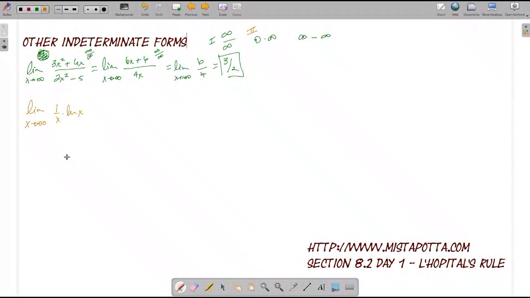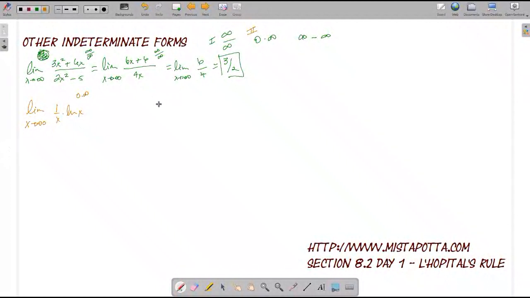So I'm looking at this limit. I've got a product of two functions. As x goes to infinity, 1 over x goes to 0. And as x goes to infinity, natural log increases without bounds. So I end up with this 0 times infinity situation.